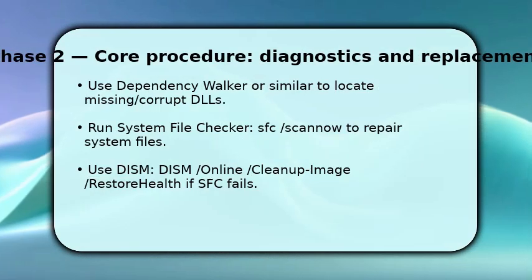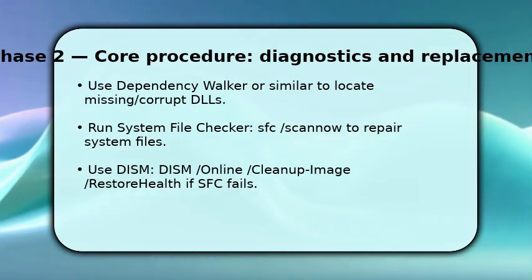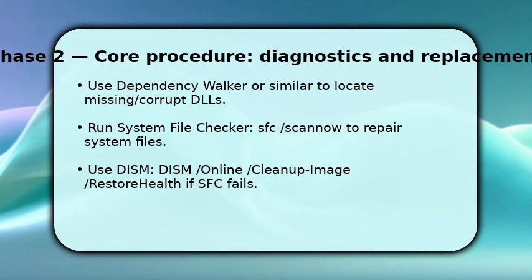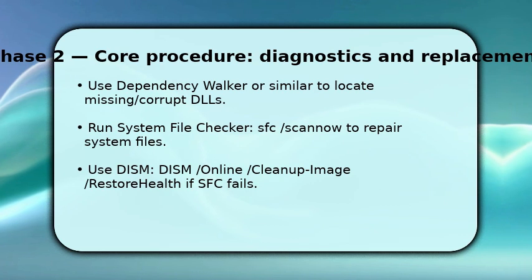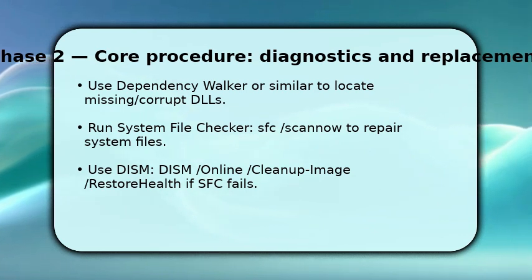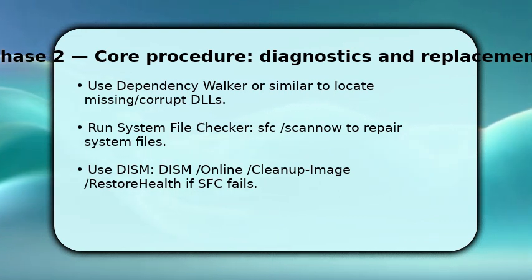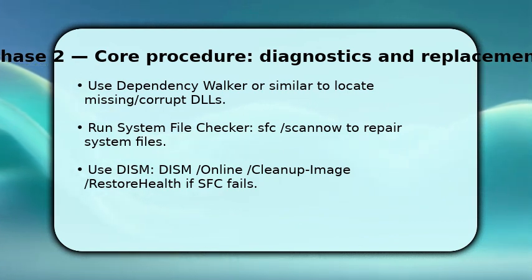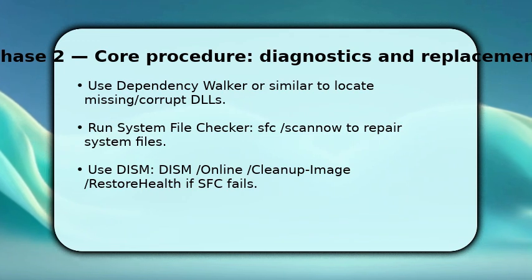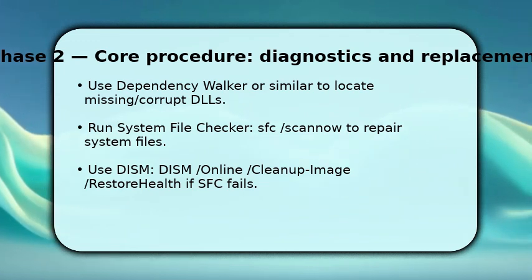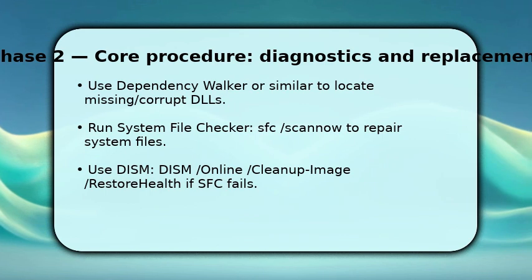You now dig into detailed diagnosis. Run Dependency Walker or a modern alternative to identify missing or corrupted DLLs and note their exact names and paths, because knowing what's missing directs the fix. Then run System File Checker with sfc /scannow to repair protected system files. This resolves many corrupt DLL issues. If SFC cannot repair everything, run dism /online /cleanup-image /restorehealth to recover Windows components. After these steps, make sure to reboot so corrected files are active.